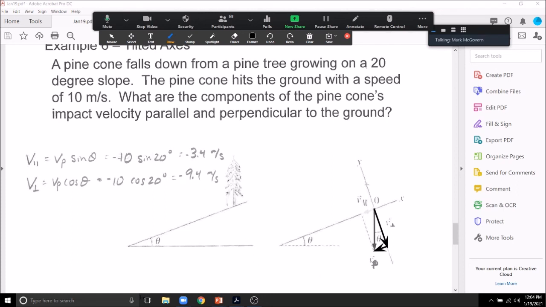So yes, this thing drops straight down at 10 meters per second, but if you want to break this up into what is its speed relative to a parallel and perpendicular direction to the ground, we would tilt our coordinate system and we would do it like this.